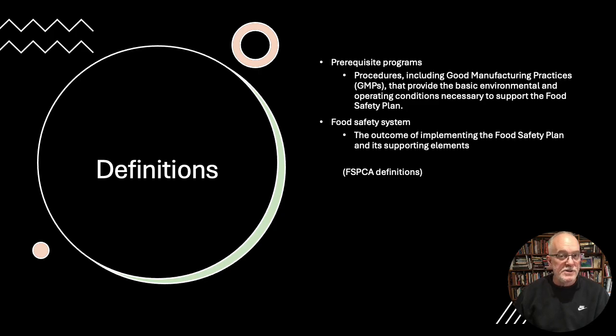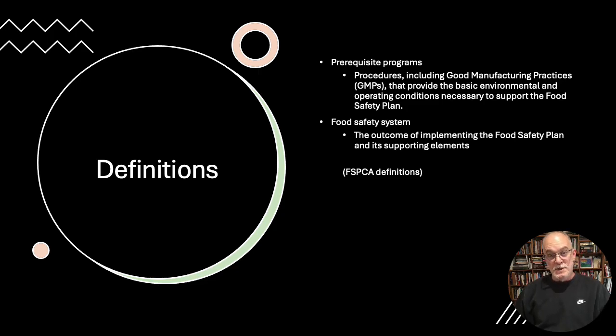If I don't have these things going on, looking at the people, looking at the environment, then when I bring the food in, we've got big problems. So we're going to have these prerequisite programs to cover things like the water, like the surfaces, like personnel hygiene, like just overall maintenance of the plant. We'll cover that in detail.